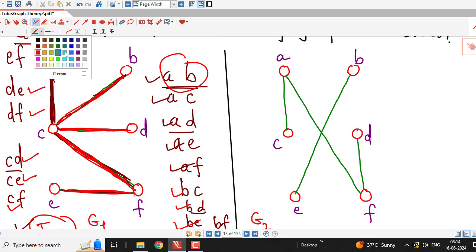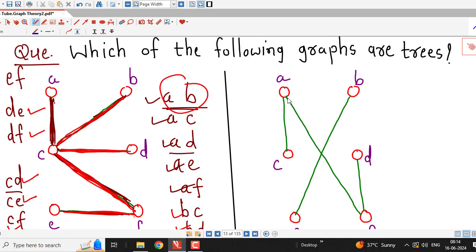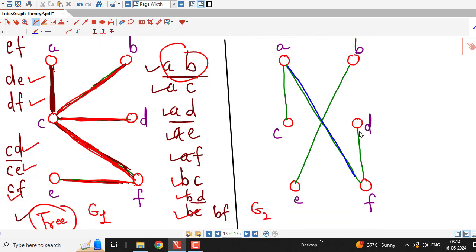Similarly, we have to check for graph G2. So we can check whether there is a path from A to B or not. If I want to approach B from A, then I can see from A I can go up to F and D, and I can go from A to C. I cannot go from A to B along any path, or B is not reachable from A.